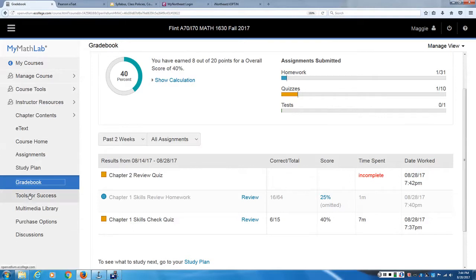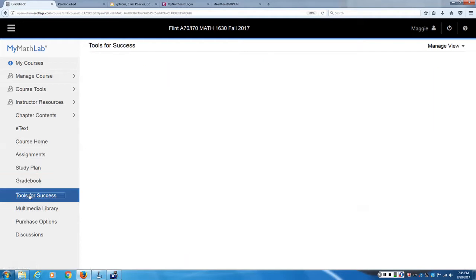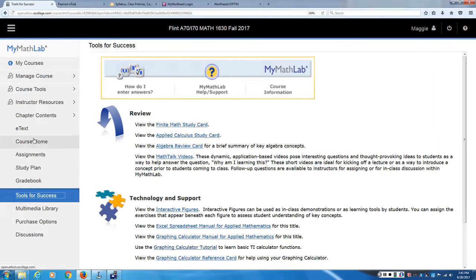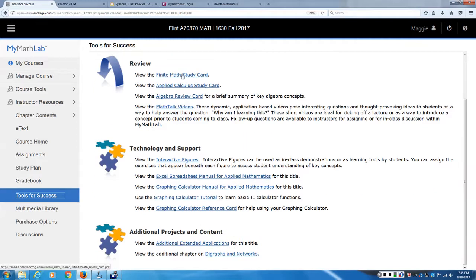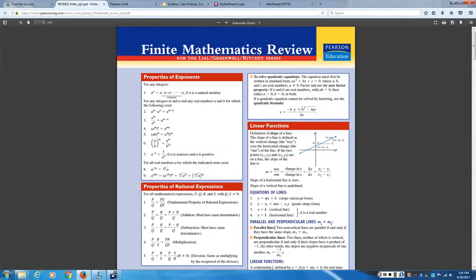The only other thing that I'm going to point out to you that you may find very useful is Tools for Success. Click down on Tools for Success. There is a finite math study card there, and there's an applied calculus study card. Those are very useful to help you focus your efforts. The finite study card is basically all the different formulas, like a cheat sheet. So it helps you review for tests.